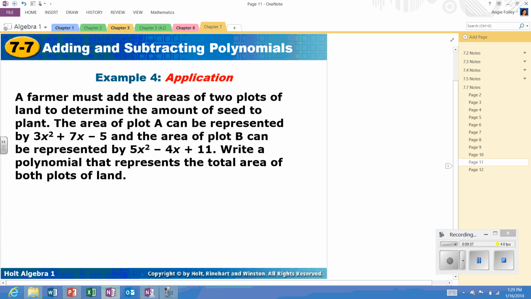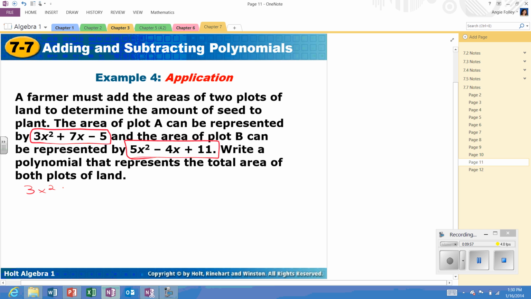Okay, so now we've got a word problem. A farmer must add the areas of 2 plots of land to determine the amount of seed to plant. The area of the first plot is this polynomial, and the area of the second plot is this polynomial. So we want to write the polynomial added together.